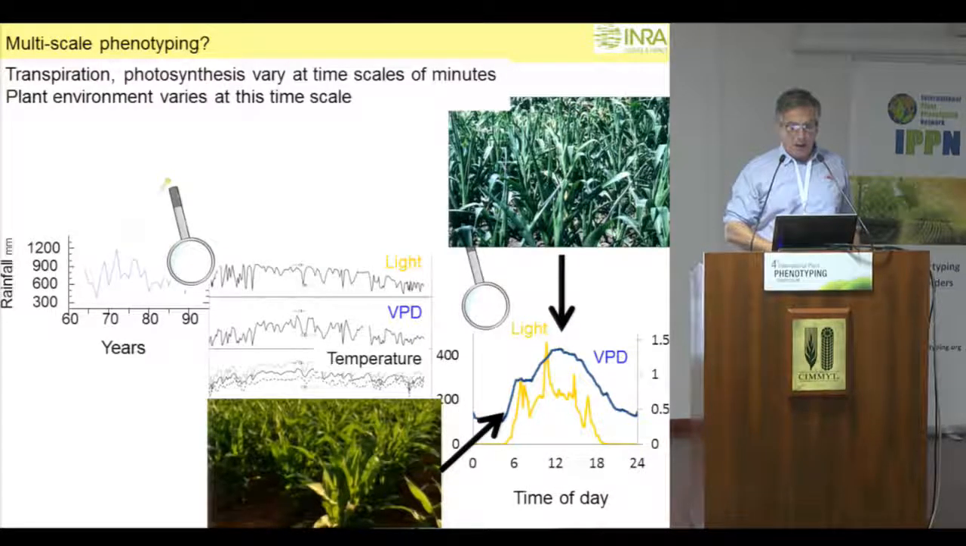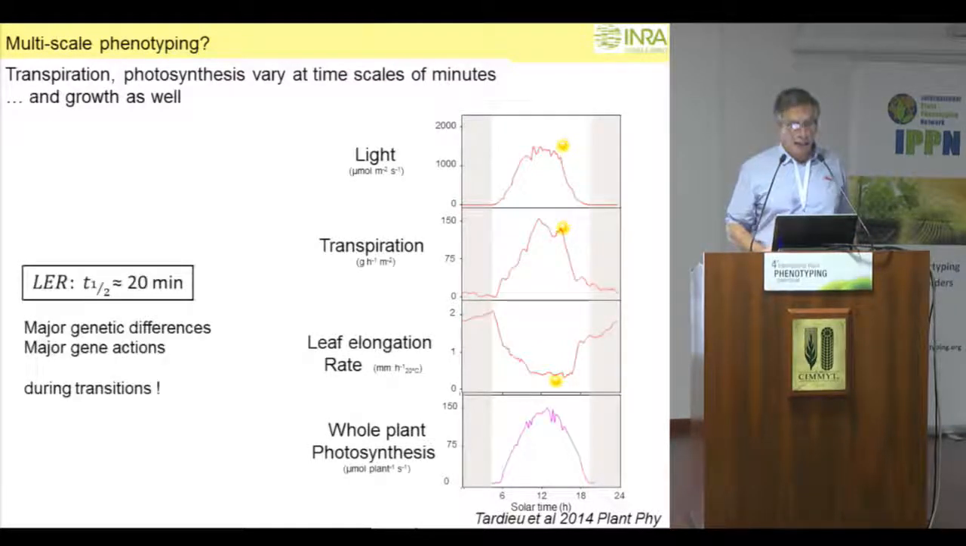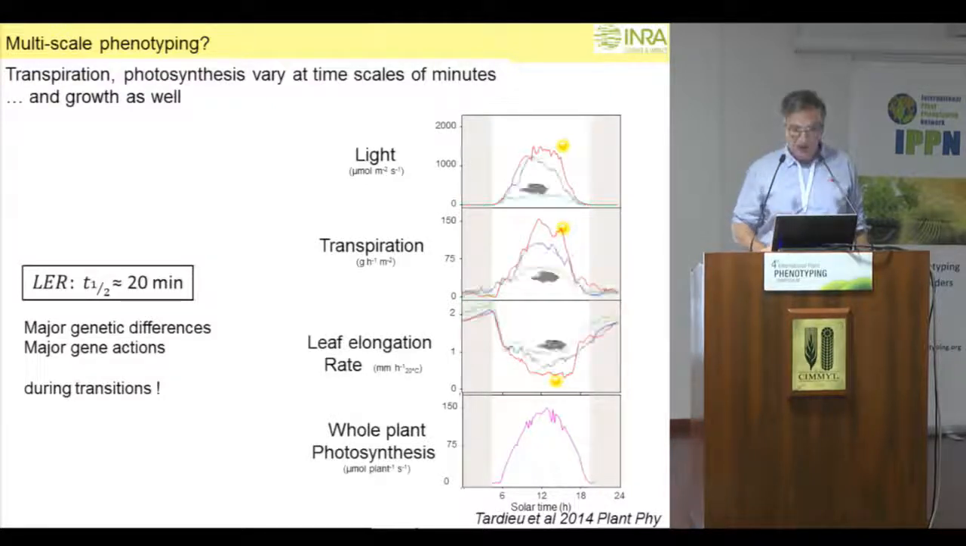So we can have a plant that is completely happy in the morning, and 6 hours later completely stressed. So the plant is continuously adapting. For growth, it's basically the same. So if we have night, day, night, we have the light like that, transpiration like that, and leaf elongation rate that is maximum during the night, and in half an hour, boom, it goes down extremely rapidly. So everything is changing all the time, between hours and between days, with time frames of about 20 minutes. The environment changes, everything changes.